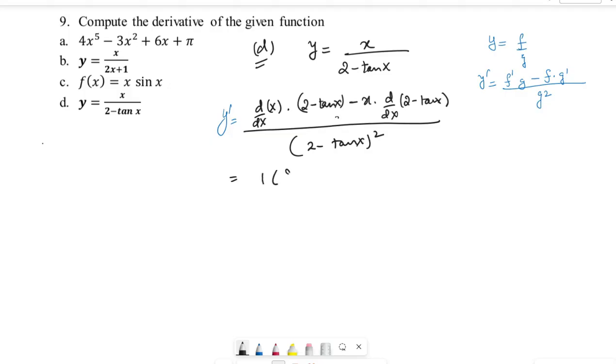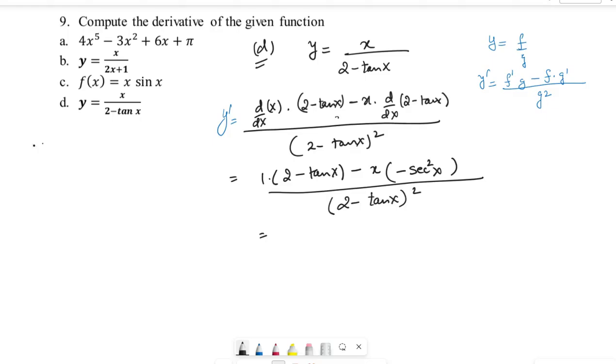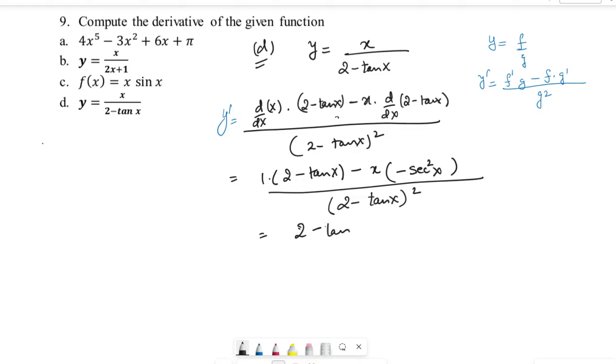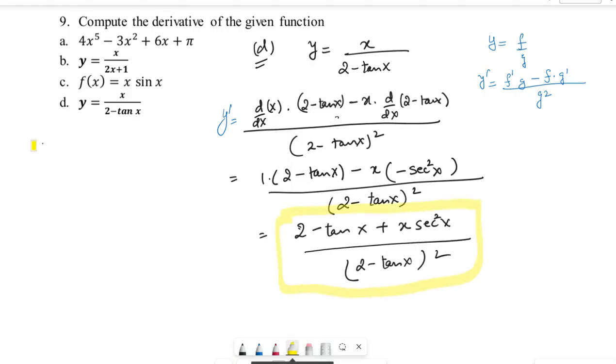Derivative of x is 1 times 2 minus tangent x, minus x. Derivative of 2 is 0 minus derivative of tangent is secant square x. Let's open the parenthesis. 1 times anything is the same thing. Negative, negative, positive, x secant square x, over 2 minus tangent x whole square. This is your answer.